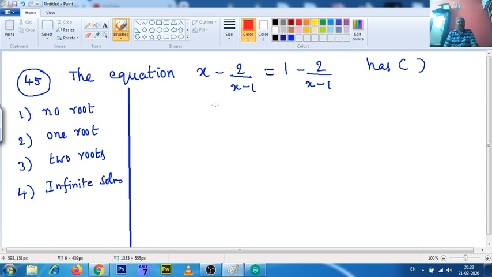See the equation: x minus 2 by x minus 1, left hand side, equals 1 minus 2 by x minus 1. Generally one will be tempted to cancel the minus 2 by x minus 1 on both sides, and they will say that x is equal to 1, so they will select option 1, root 2. One will be tempted to write the second option. So, let us check whether the second option is correct or not.